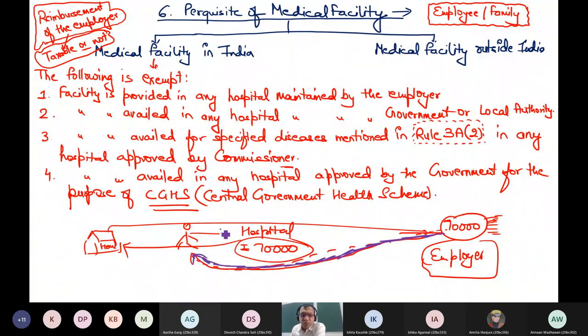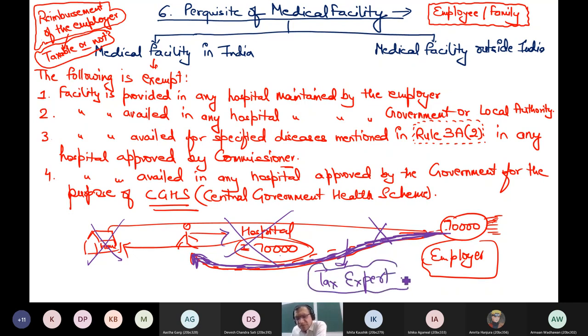The employee has gone to any hospital and spent 70,000, that is none of my business. He has come home happily, that is none of my business. He has submitted the bill to the employer, that is none of my business. But when the employer reimburses this amount or less amount or whatever amount to the employee, then the tax expert's work starts. Then he will simply decide whether this amount is tax free or not as per the provisions of the act.